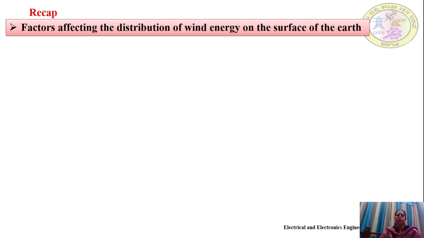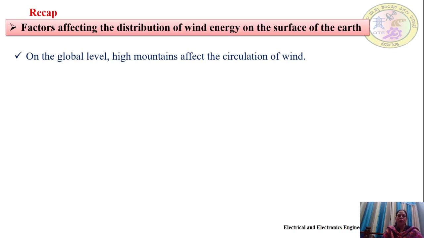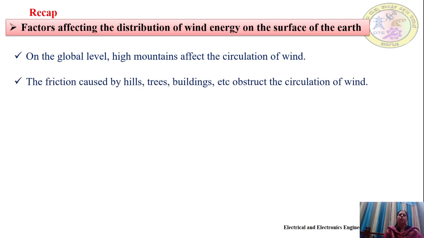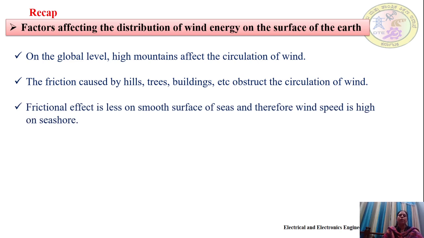Factors affecting the distribution of wind energy on the surface of the earth. On the global level, high mountains affect the circulation of wind. If there are high mountains, it will affect the circulation of the wind. The friction caused by hills, trees, buildings, etc. obstruct the circulation of the wind. So there will be obstruction due to hills, trees and buildings, etc. for the circulation of the wind.